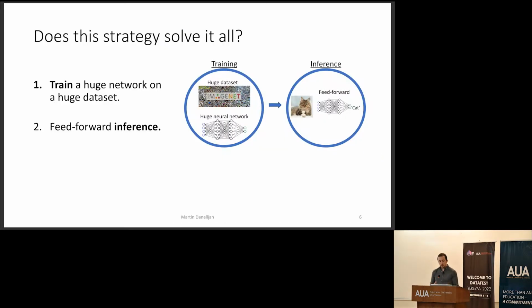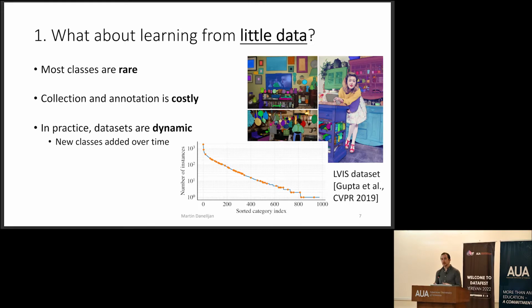But the question I want to look at here is, does this strategy really solve all our problems? So training on a very big data set and applying this kind of feed-forward network to our inputs. First of all, what happens if we don't really have a huge data set, right? Or even if we have a huge data set, we might not have a lot of data for all our classes, right? The data set might be imbalanced. And if I want to create a data set with a really large vocabulary, I would definitely end up with lots of classes that are really rare, right? So for example, you can look at the LVIS data set as an example here.